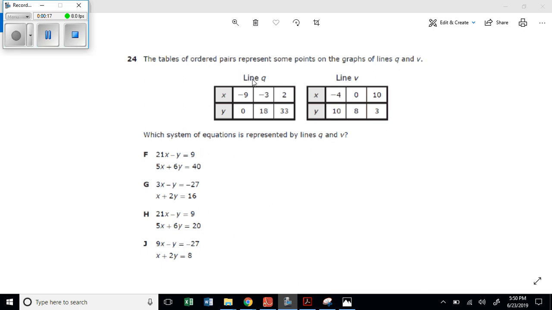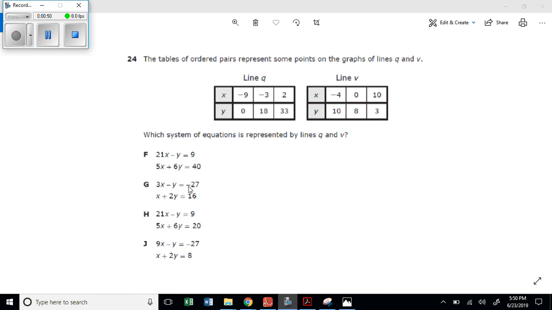So this is line Q. These are the points that must be on that line, and the points that must be on line V. The question is, which system of equations is represented by lines Q and V? All of our answer choices are systems of two equations, so we must graph these equations and see if those points correspond to our table of values here. So let's do that. I'm going to pick option G here.